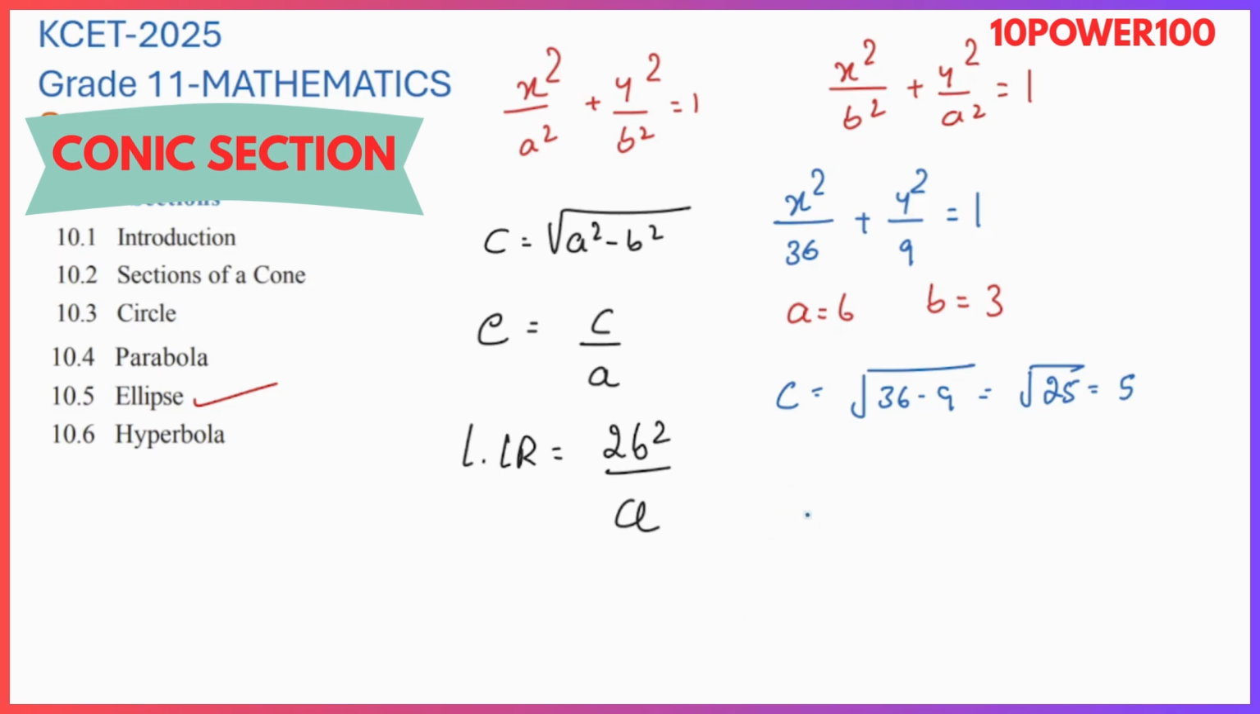So what is eccentricity? e is equal to c by a. c is 5 divided by a is 6. So 5 by 6 is the answer. Next, length of latus rectum. Here it is 2b square by a. Here b is 3. So 3 square is 9. 9 times 2 is 18. 18 divided by a, which is 6. So the answer is 3. So length of latus rectum is 3.